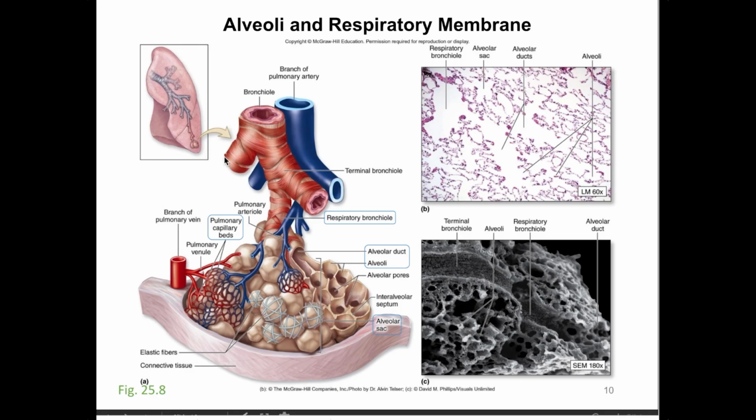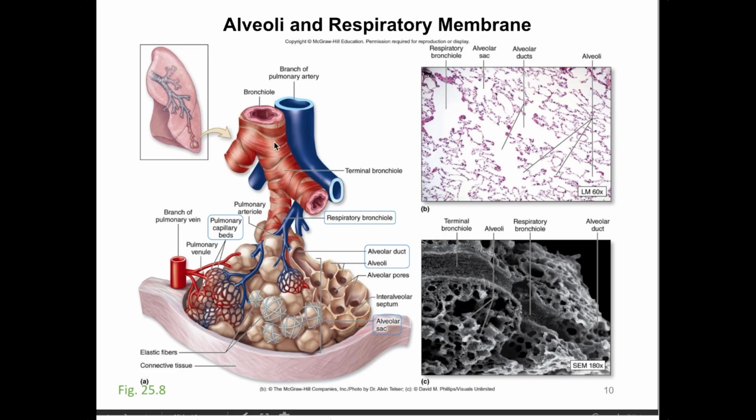So if we're following the pattern over here, this is the left lung. So the left main bronchi, the two secondary bronchi, and then the multiple tertiary bronchi. And then we're going to get smaller into a bronchiole and eventually into the terminal bronchiole and then into the respiratory bronchiole.